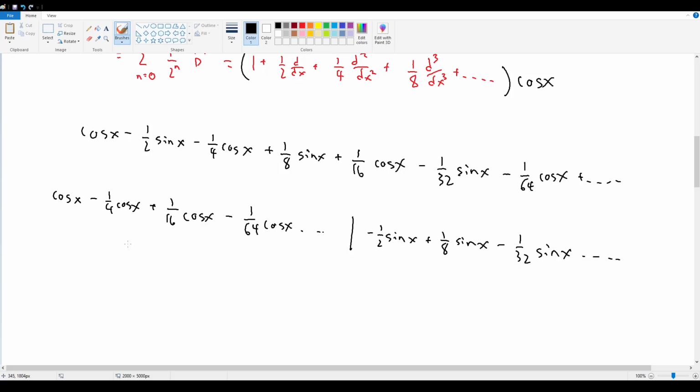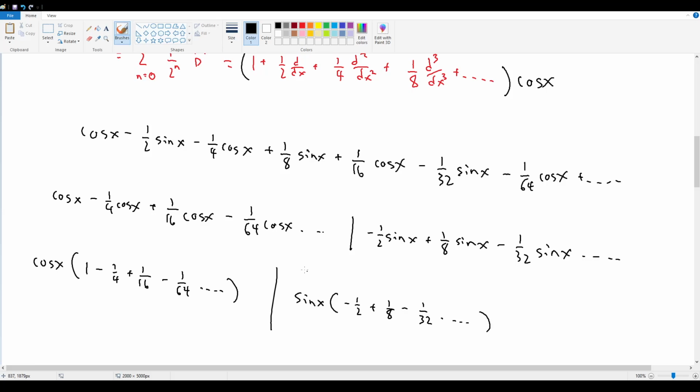I can try and condense these down into actual summations. So the first thing I'm going to do is get rid of the cosine, because I can substitute that out, right? And it's going to be 1 minus 1/4 plus 1 over 16 minus 1 over 64, and so on, and so on. And on the other hand, over here I have a sine of x, and then negative 1/2 plus 1/8 minus 1 over 32, and so on and so on, right?